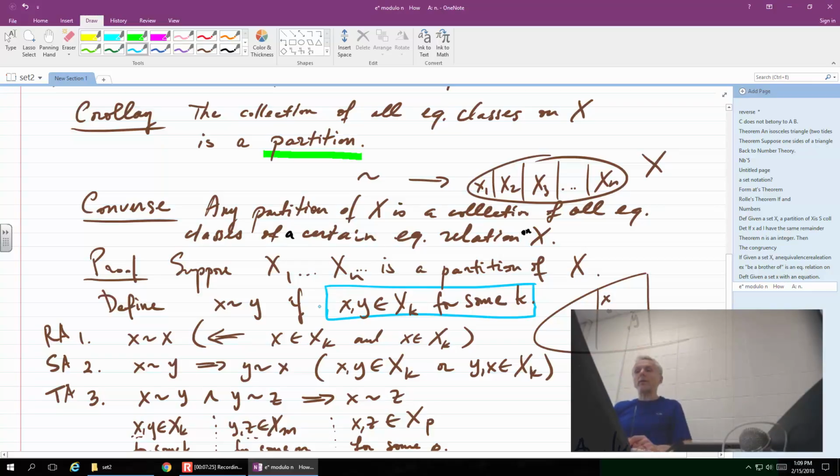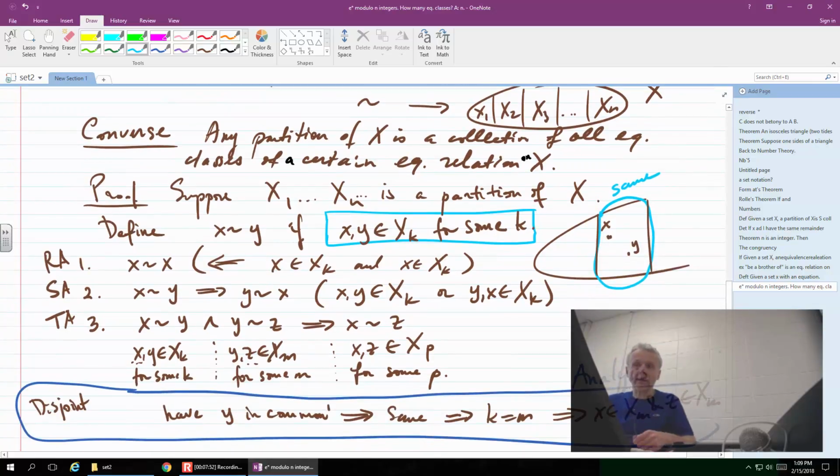So the idea of how to come up with that equivalence relation is this. Just declare that 2 points within the same set of our partition are equivalent. That's it. So once again, remember, we're going backwards. We're going from partition to equivalence relations. Previously we went from equivalence relations to partitions. Okay, so that is the definition of the equivalence relation.